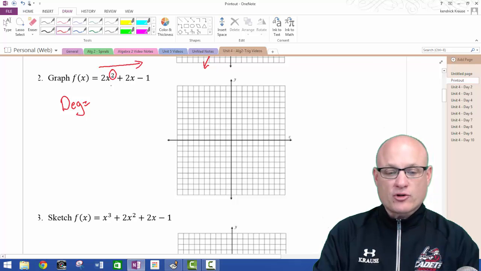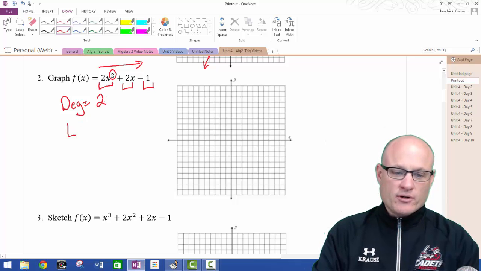For example, this term has a degree of 2, this term has a degree of 1, and this term has a degree of 0, so that's in standard form. And we're looking for the highest degree. In this case, we're just looking to see whether it's even or odd. We also want to talk about the fact that it's even.